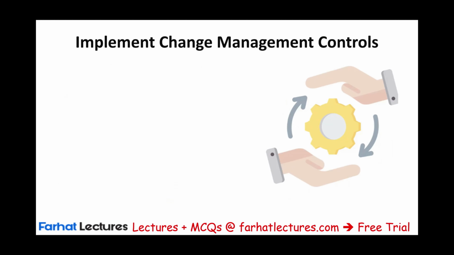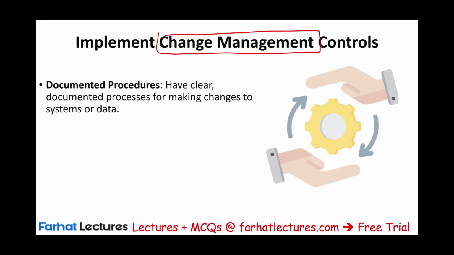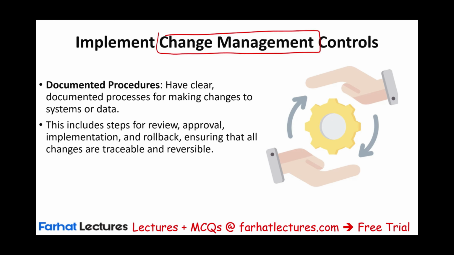Also, you want to implement change management control, and we have a whole session, maybe a couple sessions about change management. When we want to change something, well, we just don't haphazardly allow people to change things. We have to have a process. We have to document this process, be able to go back and see exactly what changes we made, how did we make the changes, are they implemented properly, so on and so forth. We have to document the procedures, have clear documented process for making changes. This includes steps for review, approval, implementation, and rollback, ensuring that all changes are traceable and reversible if need be.